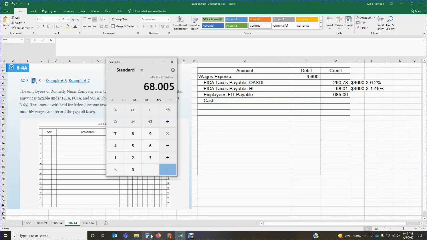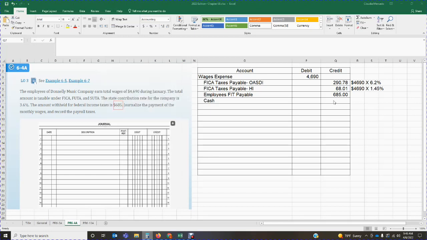So what do we do? Well, we know that our employees earned $46.90. I know that I'm going to take away $290.78 for my OASDI taxes, $68.01 for my HI taxes, and $685 for my federal income taxes. So that means that we're going to cut checks to our employees for $36.46.21. That is the actual amount that is going to be paid out to my employees.